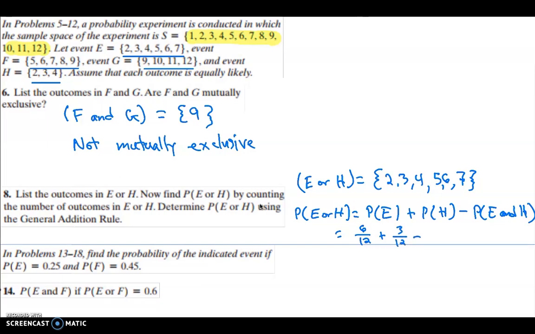And then we have to minus the overlap. And what do they have in common? They have in common 2, 3, 4. So we have to subtract 3 out of 12 because we don't want to double count those. So this will be 6 twelfths plus 3 twelfths, which is 9 twelfths, minus 3 twelfths, so that's 6 twelfths or 1/2, 0.5. Okay, so this would be the probability of the event E or H. So again, when you're doing the addition rule, you have to make sure that you subtract off those things that they have in common when they are not disjoint.